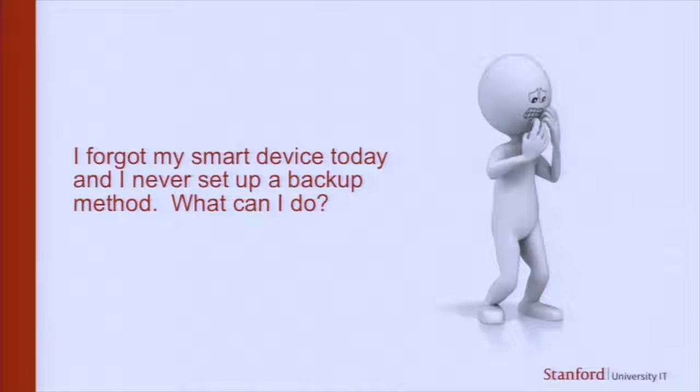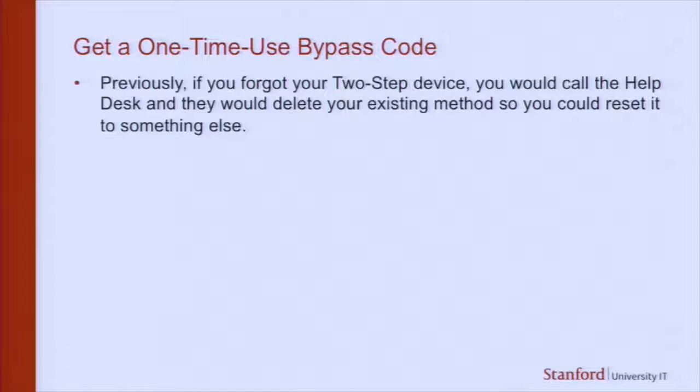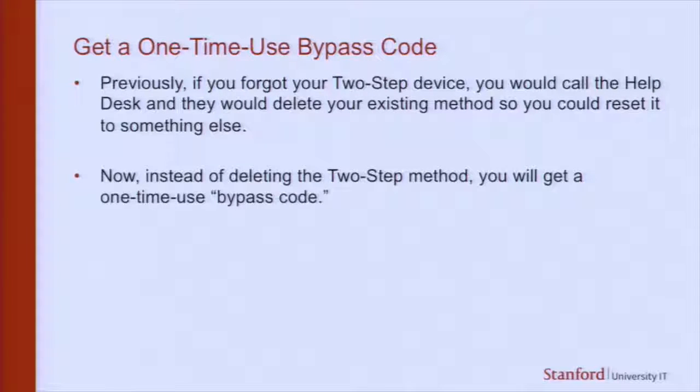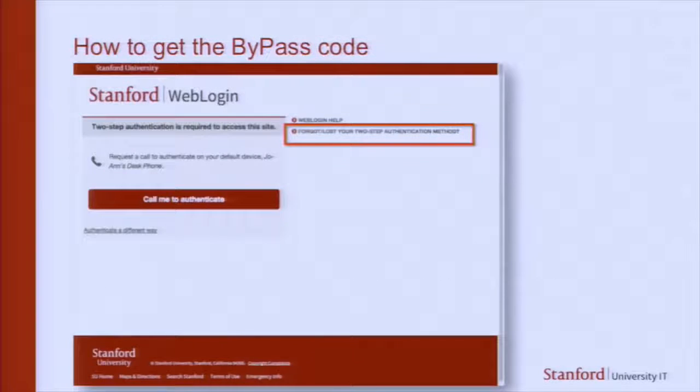And then there's this other piece too. If you forgot your phone at home and you never set up a backup device, you need to get into a web authenticated screen where you have to two-step, and you can get a one-time use bypass code. Before, when this happened, you'd have to call the help desk and they'd have to wipe everything out and have you start all over again, setting up a two-step. Now instead, you can do the bypass code, and you should really take advantage of that moment when you get that bypass code to go back into accounts and use it to set up a backup device before using it for what you really intended to use it for at that moment. That way you have it for the rest of the day.